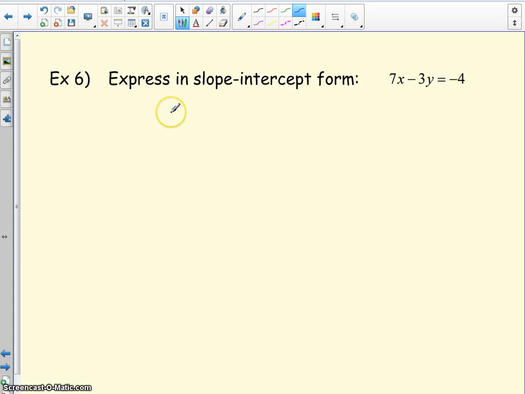So with this one here, it says express in slope-intercept form. So that's putting it into y equals mx plus b form. We did an example of this back when we were trying to graph the one on the last slide. So I want you to try this. Get y by itself. Do it on your own first after you push pause, and push play when you're ready to see the answer.